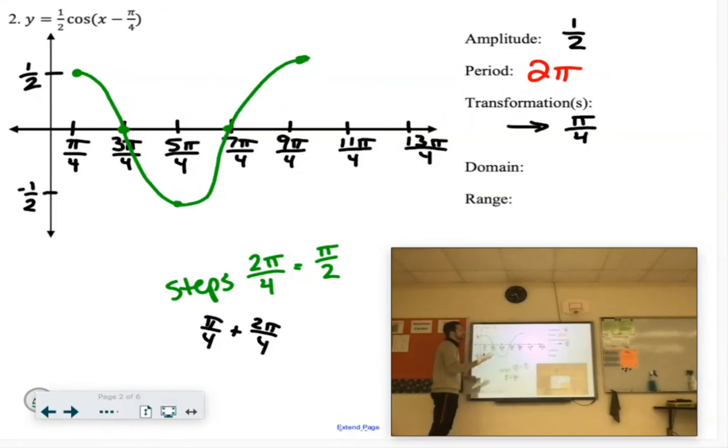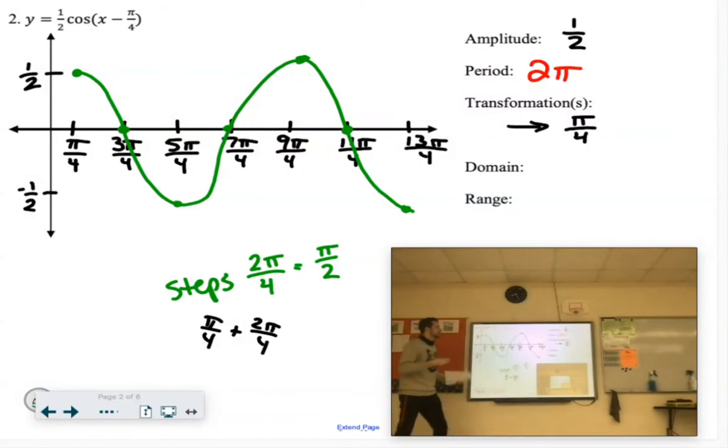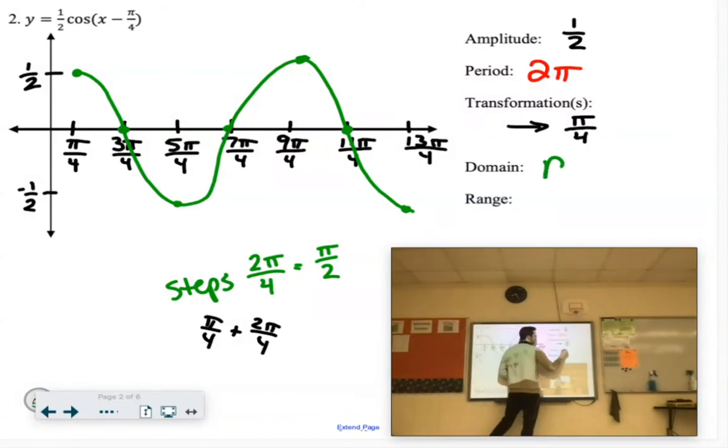If we were to continue this, top, center, bottom, and it would continue on forever in both directions. Great. Domain, all real numbers. Range, the lowest value we hit was negative 1/2. The highest we hit was positive 1/2.